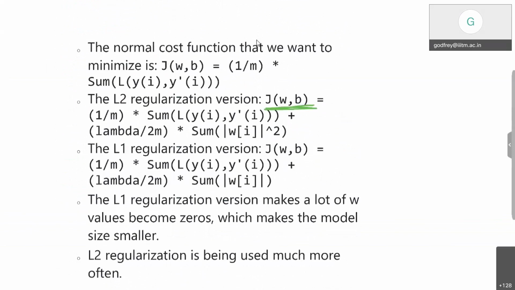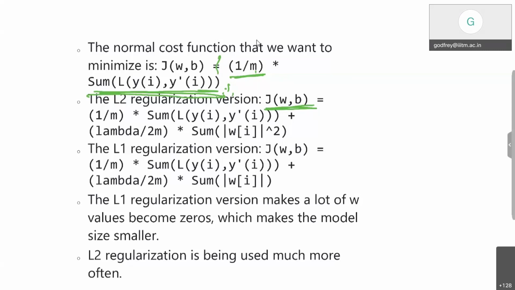So so far, we saw that the cost function was computed as 1 divided by m into the sigma of all the loss values for all the training examples. So m training examples are there. You compute the loss function, you divide it by m, and then you get the cost. By minimizing this, that was our objective.